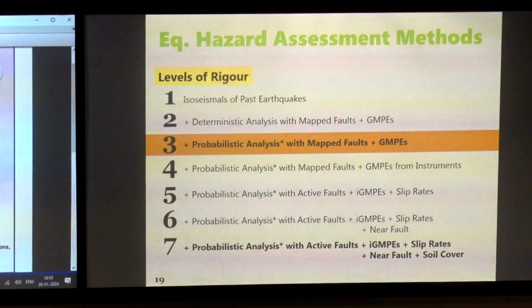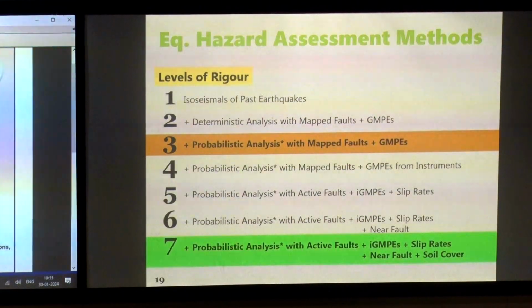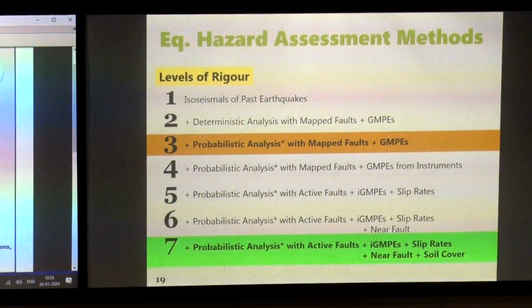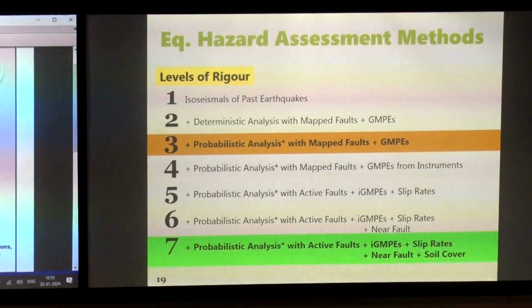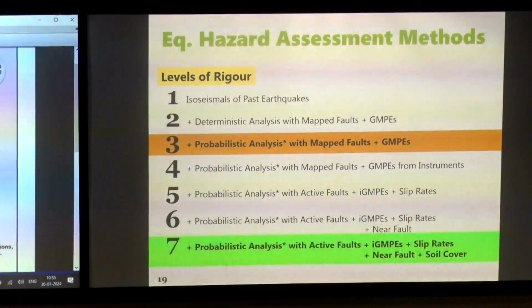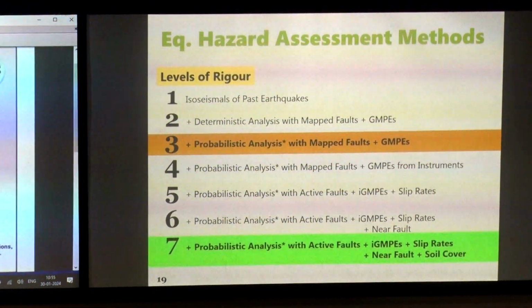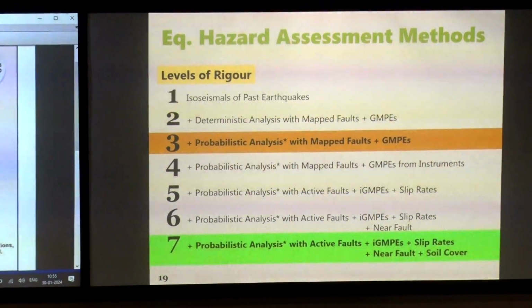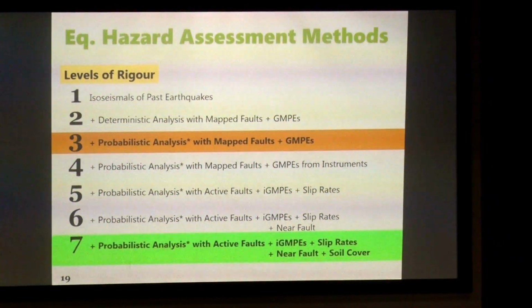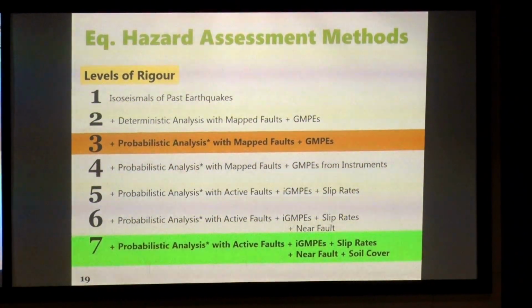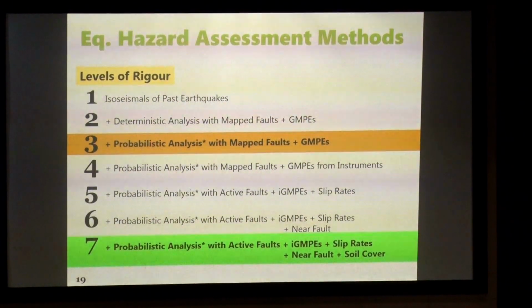Now, here, of course, this is not the end. There are multiple levels that can be done, for those who work in this area. To begin with, we have been using isoseismals of past earthquakes to determine our zones. You saw the transition, how the seismic zone map of India changed. Those were essentially based on the isoseismals of the past events. Then one can do a deterministic analysis with mapped faults, which was also considered. And today we are at a stage of probabilistic analysis.